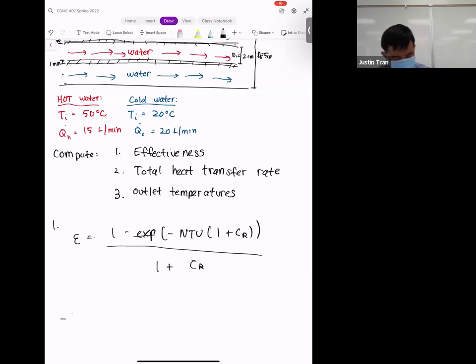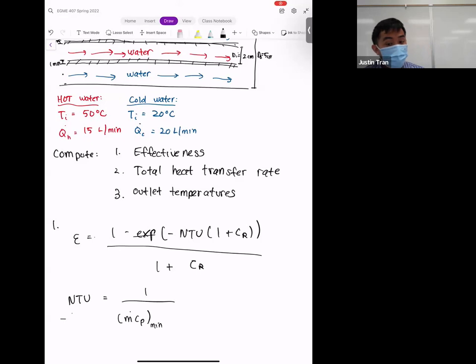Okay. And so, of course, what we need to compute this is both the NTU and the C_R, right? And so NTU is a function of the total resistance, okay? And so NTU is given by 1 divided by (R_total times C_min), where C is m dot Cp. So you have the product of the mass flow rate multiplied by the thermal capacity.